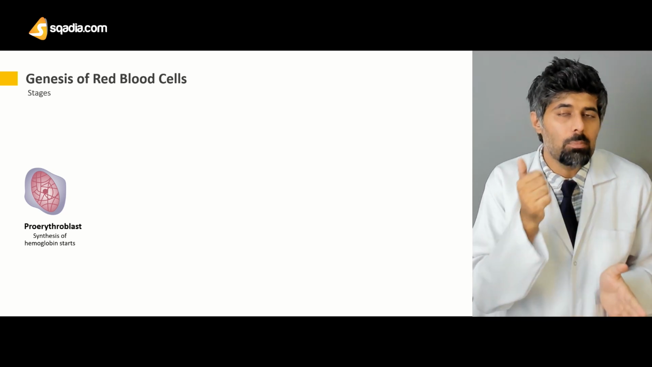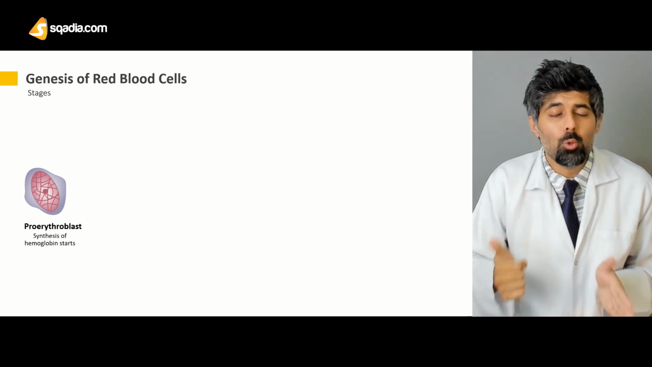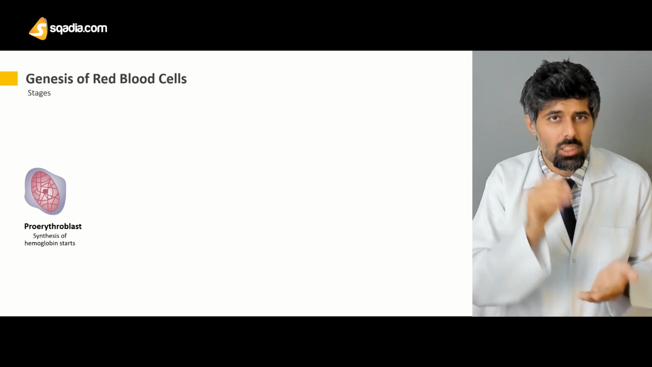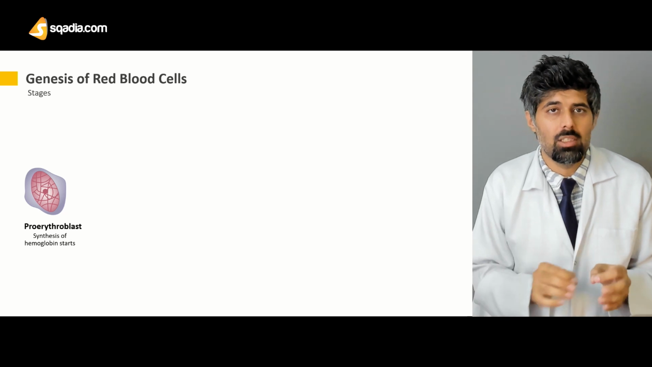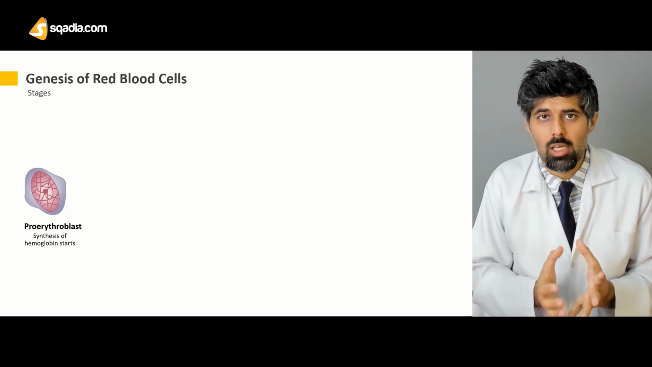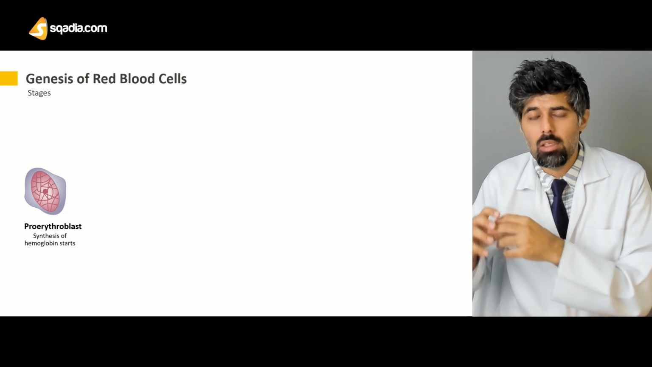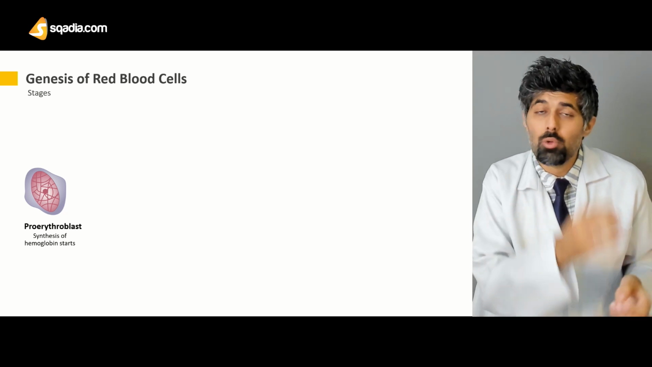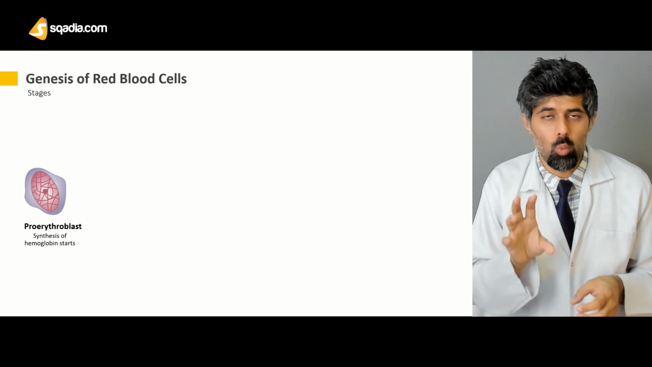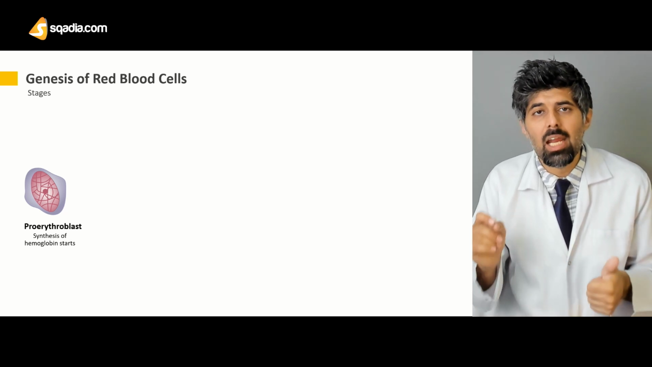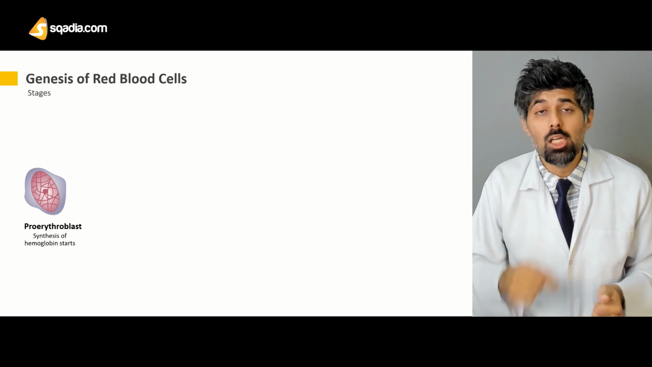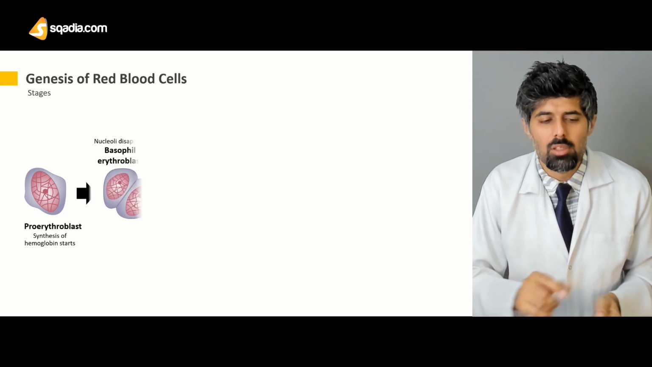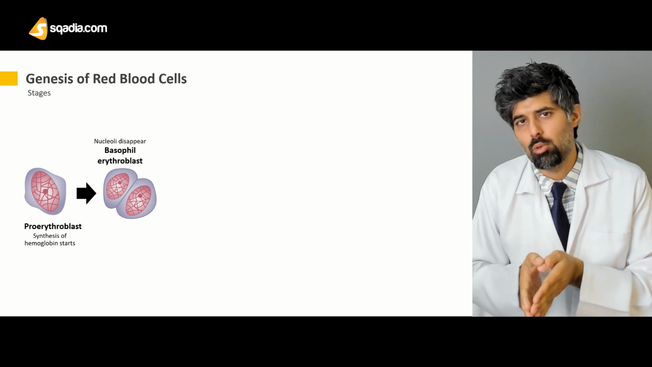Now, the first one is the proerythroblast. It is known as the proerythroblast because it still stains basophilic, and because of this, not much hemoglobin has been produced yet. Both the nucleus and the nucleoli are still in place, but during this stage we can observe the formation of the RBCs and the start of the disappearance of the nucleoli, not the nucleus but the nucleoli. Now this stage then turns into the basophilic erythroblast.